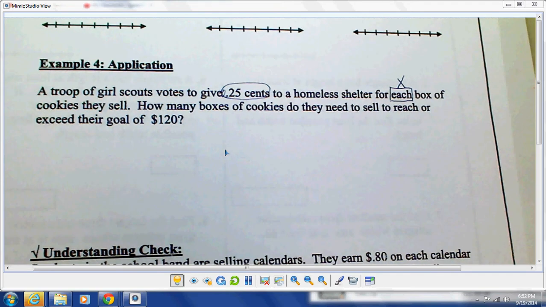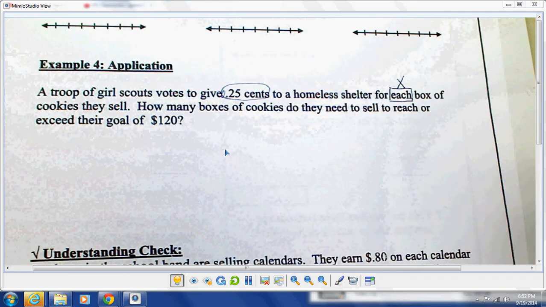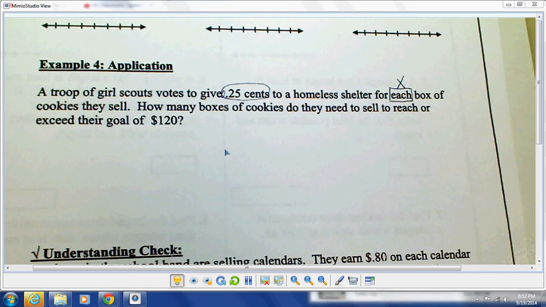Since it says for each box, that means box 1 is going to be 25 cents, box 2, 25 cents, and so on and so on. Since we're going to have more than one box, repeated addition is the same as multiplication. So somewhere we should be looking for a number of boxes. And remember, if we don't have a number of boxes to put up here, then that means the number of boxes that we're trying to find is going to be our variable.